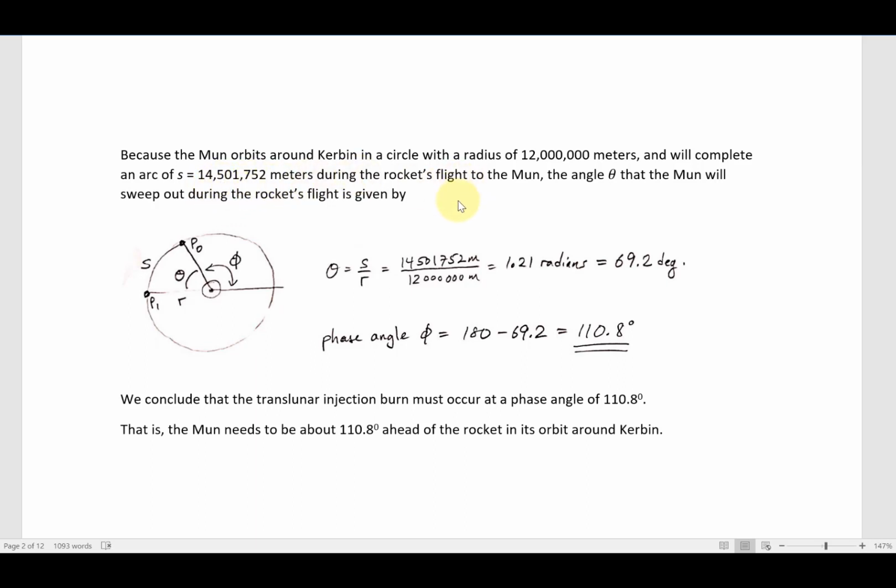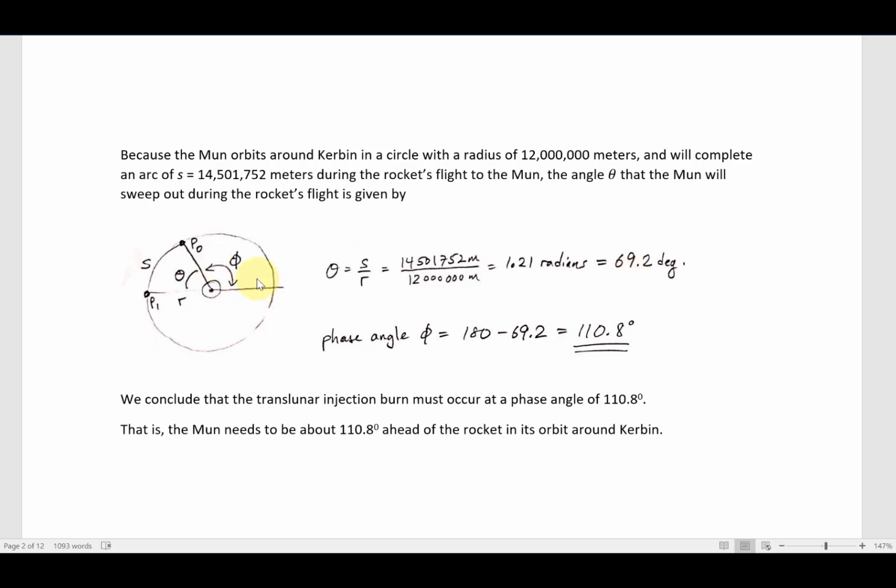14,501,752 meters during the rocket's flight to the Mun. The angle theta that the Mun will sweep out during the rocket's flight is given by theta equals S over R. That's basically the formula for the angle in radians when you have this arc S and this radius R for a circle. So that is the angle theta in radians, 1.21. Converting that here to degrees so we can better visualize it, 69.2 degrees, and it's often more practical in this kind of context to use degrees.